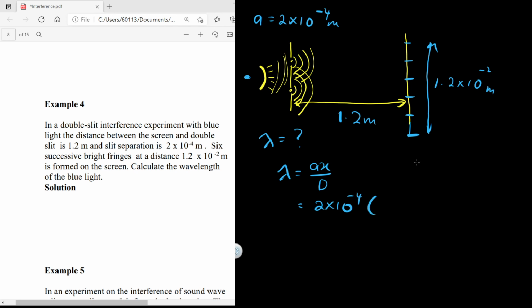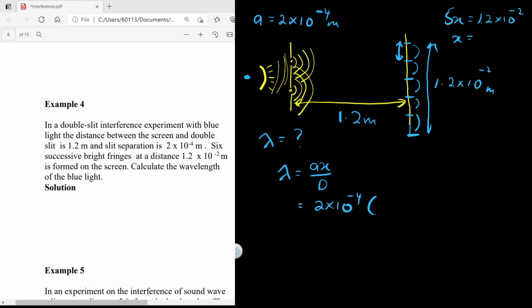So this one is a times x. What is x? How do we find x? This is not x. Remember, x is the distance between one bright fringe and the next bright fringe. This one is the distance between 1, 2, 3, 4, 5, 6. Six fringes means we have 5 distances, so 5x equals 1.2 times 10 to the power of minus 2. So x is exactly equal to, you can take out your calculator. I have my calculator here.